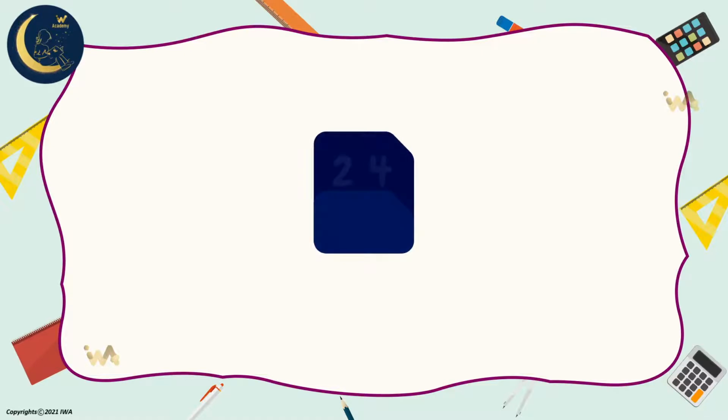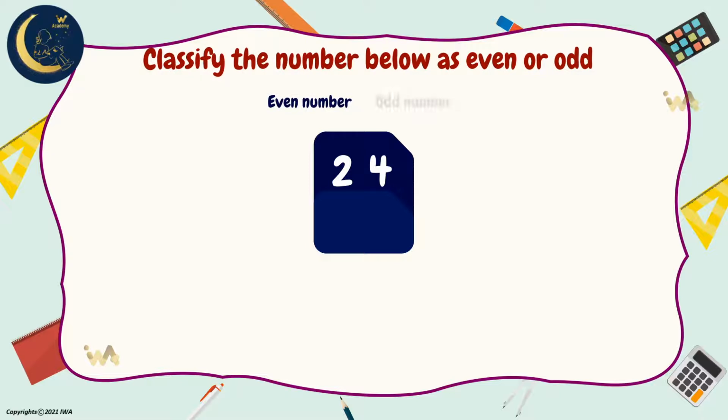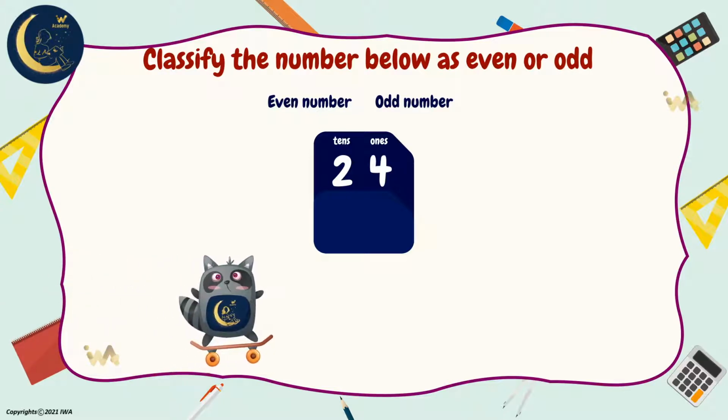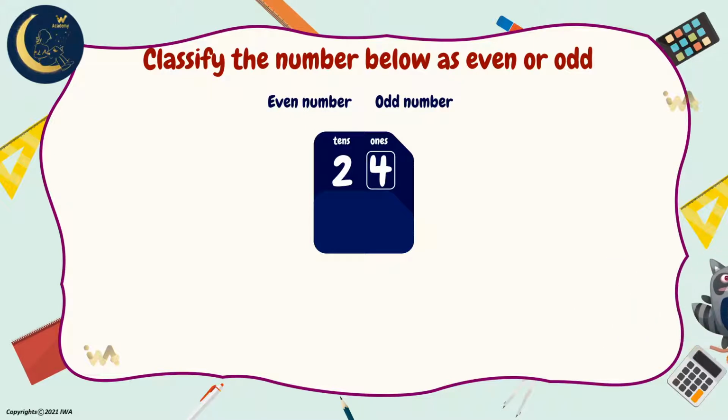Here we have the number 24, and we want to find out if it is an even or odd number. How do we do that? This number is made up of 2 place values, 1s and 10s. And whenever we want to classify a number as even or odd, we look at the ones place. If the ones place is an even number, then the whole number is even. And if the ones place is an odd number, then the whole number is odd.